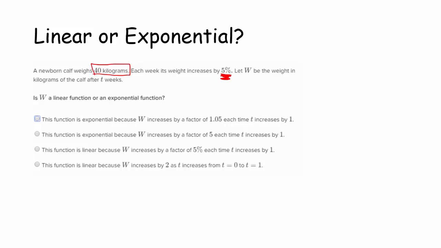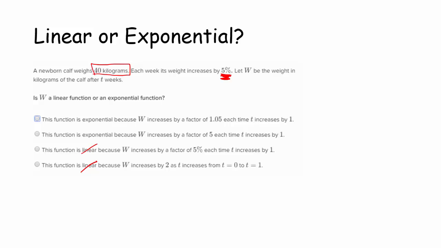So that's going to be an exponential growth factor. So we can get rid of the choices. This function is linear, this function is linear, so like that choice is out, that choice is out. So now this function is exponential because w increases by a factor of 5. No.